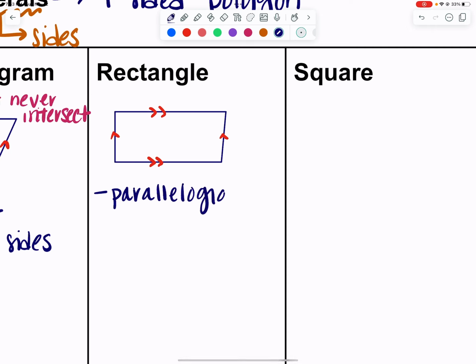That looks weird. No, I spelled it right. But now we have the condition that it also has 4 right angles.